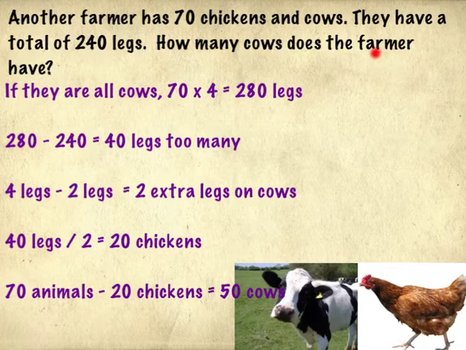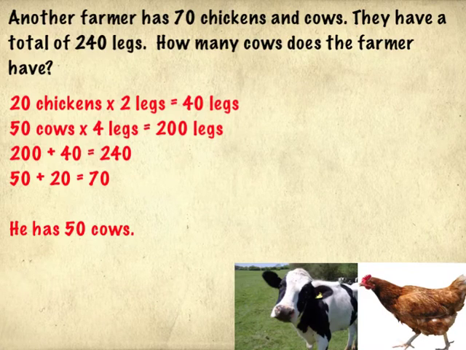And the question was actually how many cows does the farmer have? So 70 animals take away 20 chickens. He should have 50 cows. Let's check that and make sure we got it right. 20 chickens times 2 legs gives me 40 legs. 50 cows times 4 legs gives me 200 legs. Let's see if I have the right number of legs. 200 plus 40 is 240 legs. I'm good. And do I have the right number of animals? 50 cows plus 20 chickens gives me 70 animals. That is also correct. So how many cows does the farmer have?